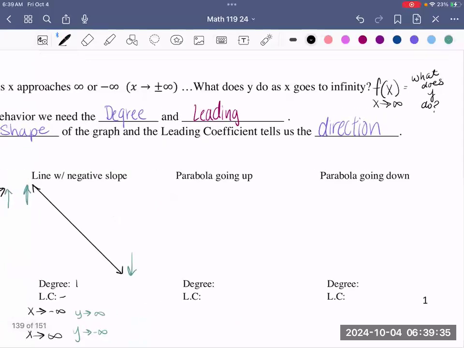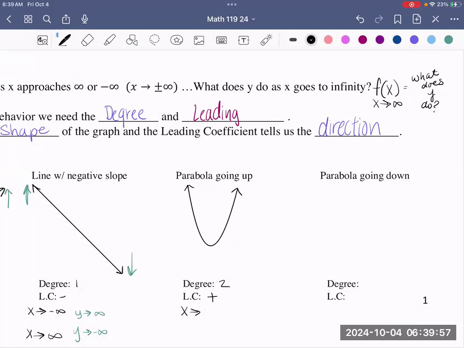Now let's look at parabolas. Can you draw a parabola going up? So an upward facing parabola. What is the degree on your parabola? Well, the degree would be 2. We're talking about quadratics. And for us to go up, that means your leading coefficient here is positive.